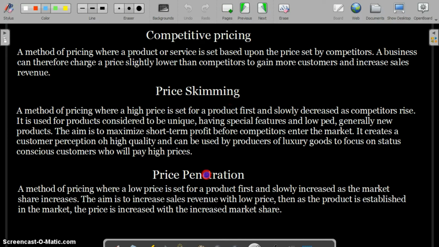In price penetration, however, you charge a low price for a product and slowly increase it as your market share increases. The aim is to increase sales revenue with low price. Then, as the product is established in the market, the price is increased with the increased market share. In this, your aim is to increase the sales revenue with low price. Over here, it is to increase the profit with high price. So that's the basic differences.